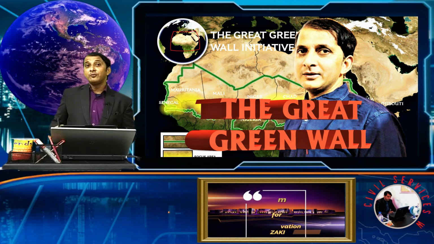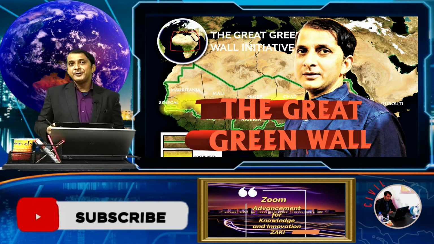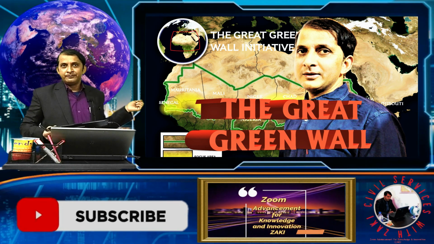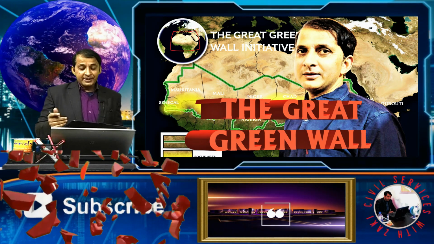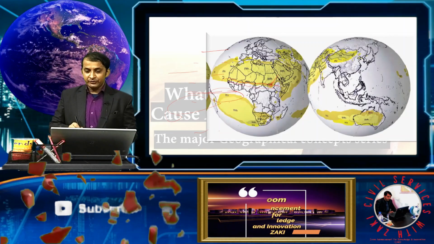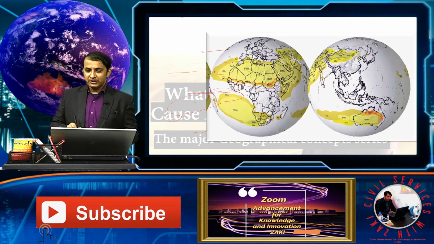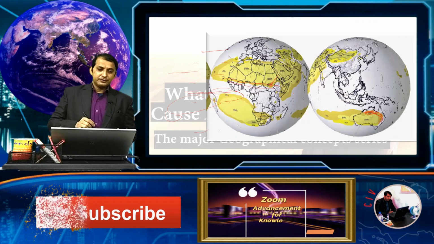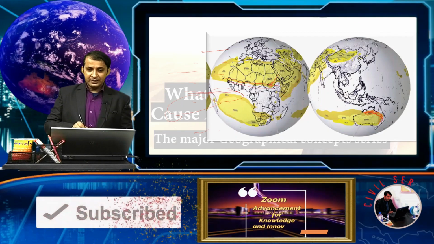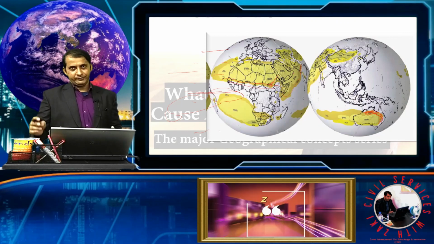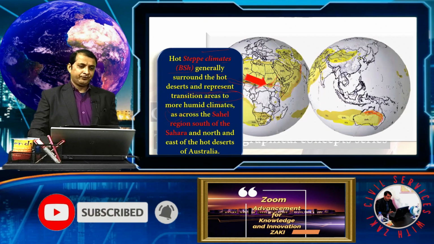If you want to know more about what the Great Green Wall is and what desertification is, then you must watch this video for the details. So that is hot steppe. Hot steppe is also found in north and northeast Australia, and in these areas including India also. So these climates are hot steppe.